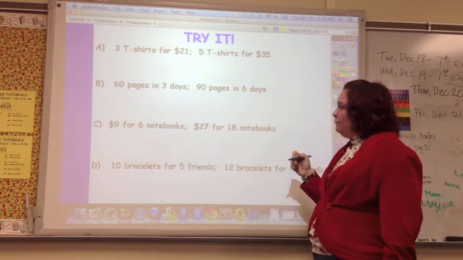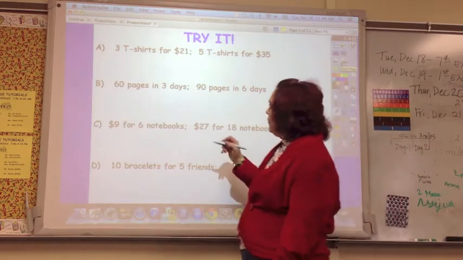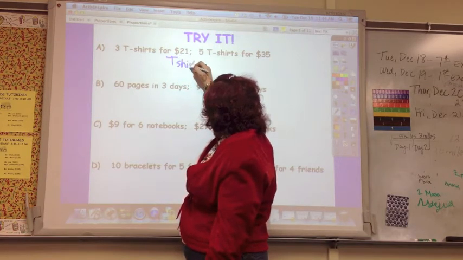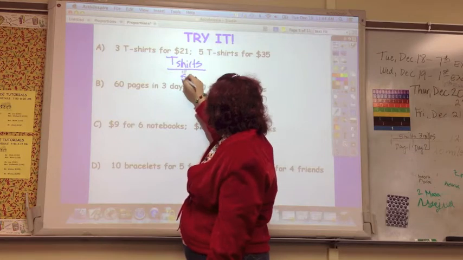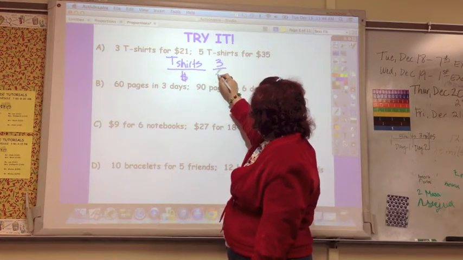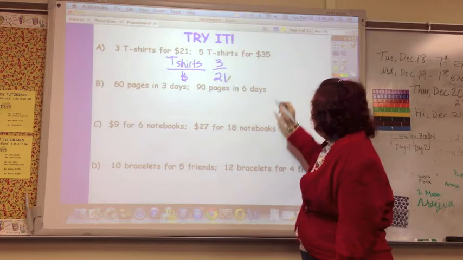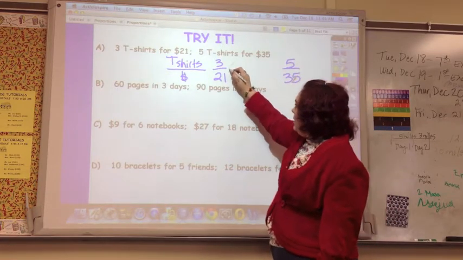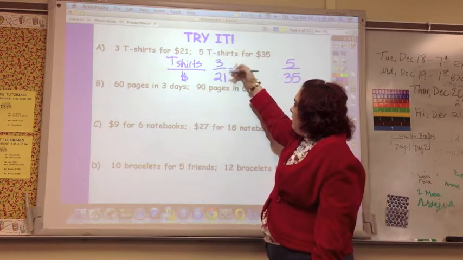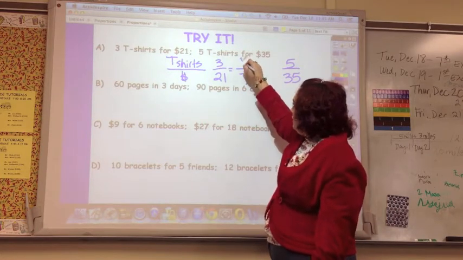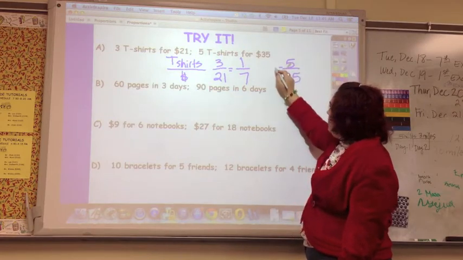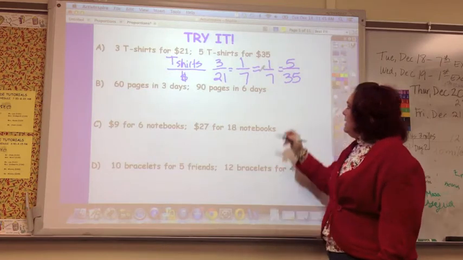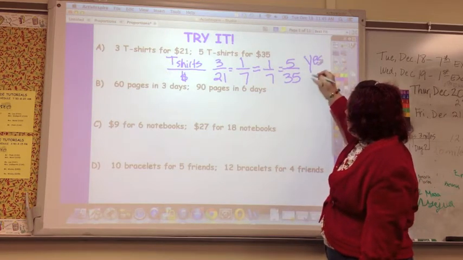So let's try it. If you have 3 t-shirts for $21, so we're comparing t-shirts to money. And we've got 3 to 21. And we have 5 t-shirts to 35. So this, 3 goes into both of those, so that's 1/7. And 5 goes into both of those, and that's 1/7. And since those are the same, we say yes, it's proportional.